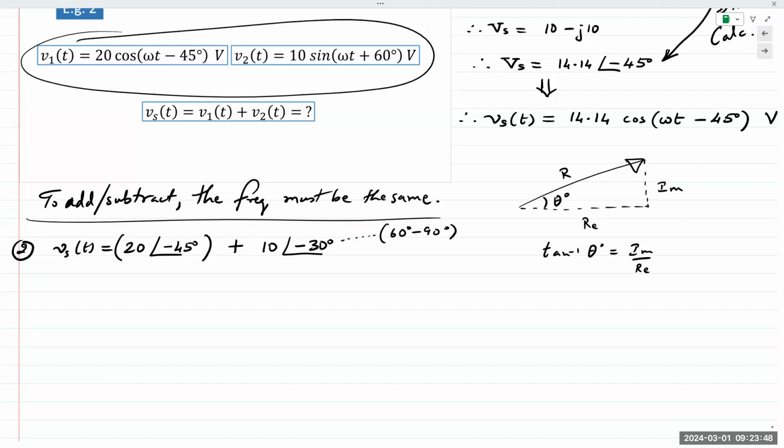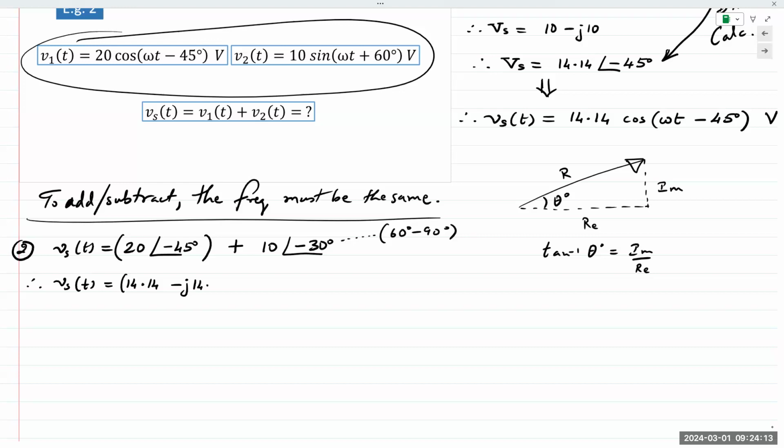Is everyone clear on that? Okay. Then again, this is a one-step answer. If you can program this into your calculator, you can directly write out the final answer. But if you want to do it manually, then I would convert this into rectangular coordinates.